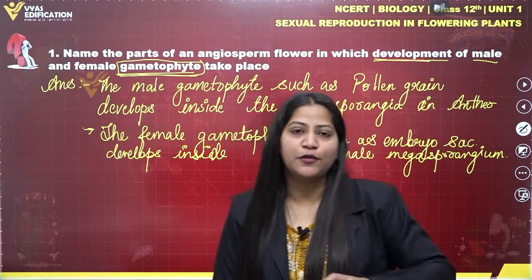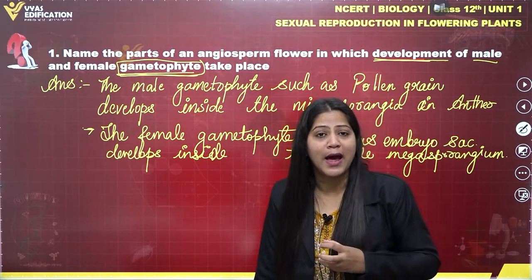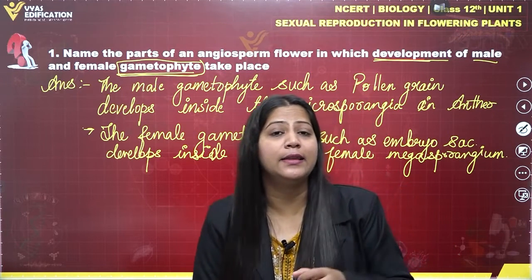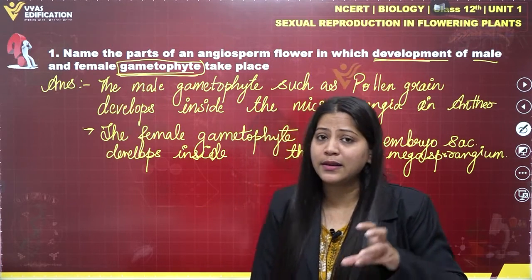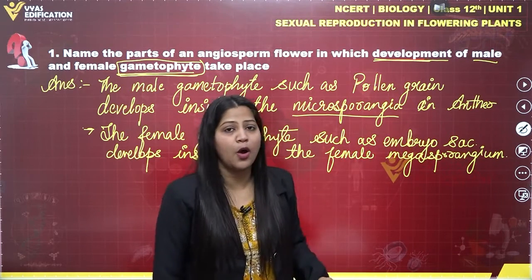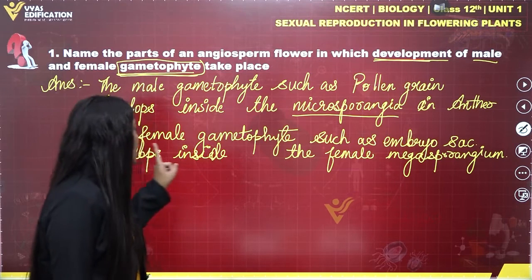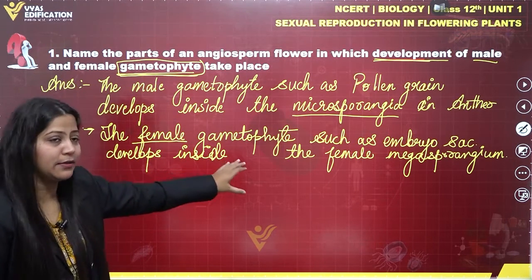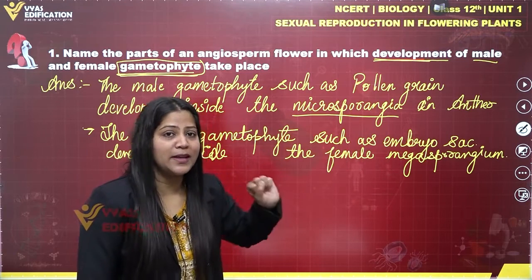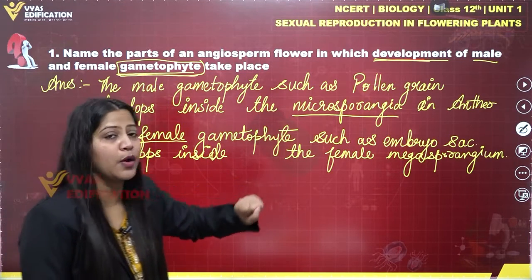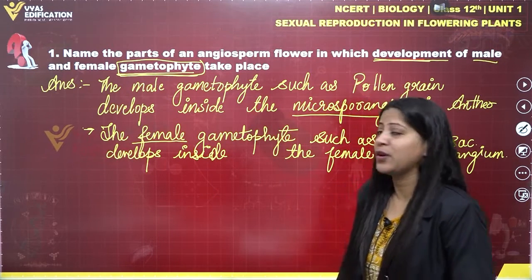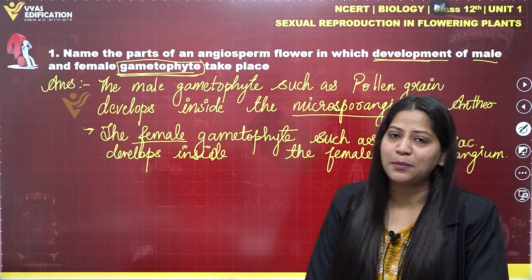So the development of pollen grains, which are the male gametophyte, takes place inside the anthers. Where in the anthers? Inside the microsporangia of anthers. And in case of the female gametophyte, the development of the female gametophyte such as embryo sac takes place inside the female megasporangium, which is known as ovule. So this is the complete solution of question number 1. Now we have completed it.